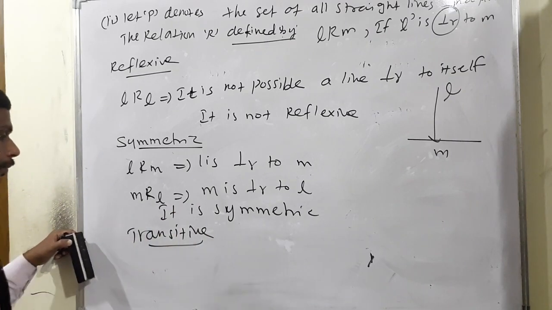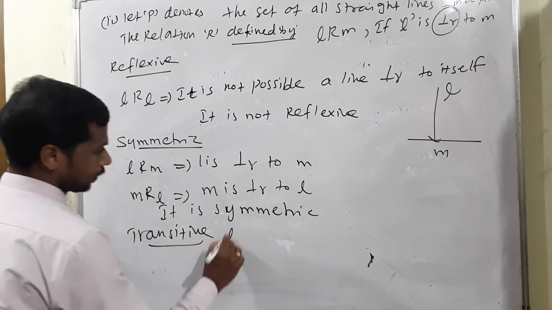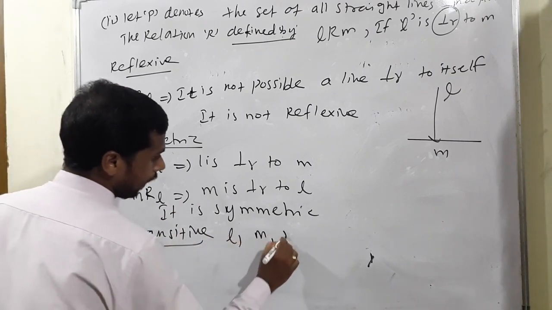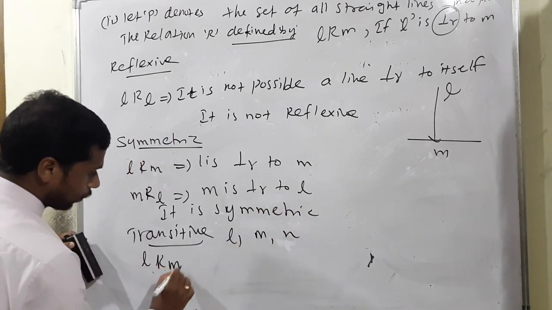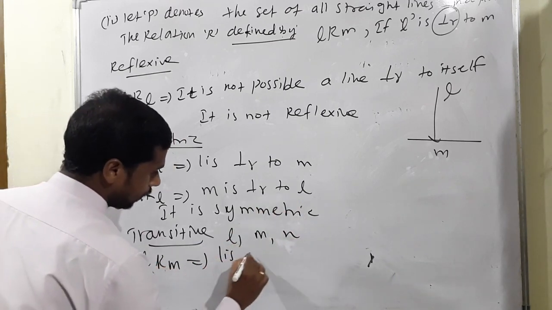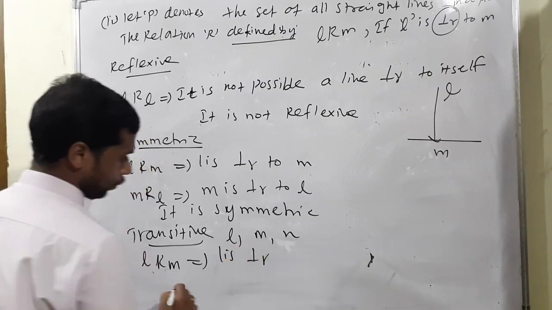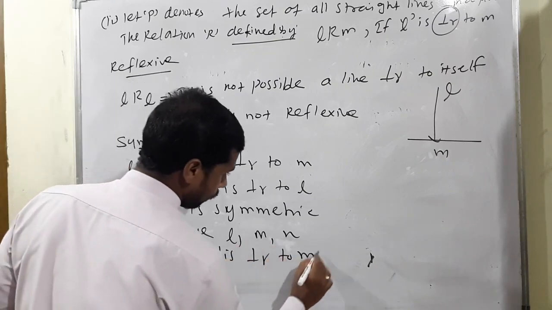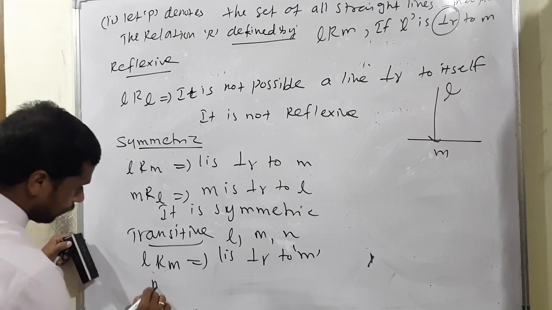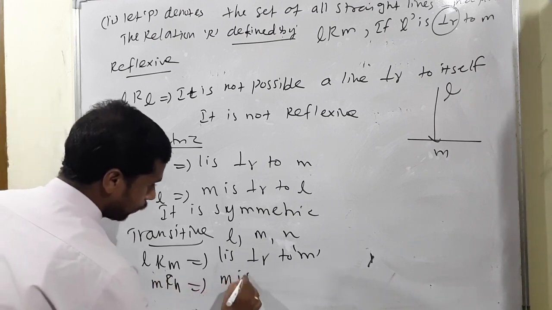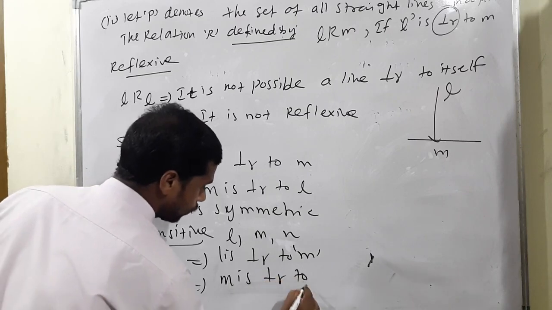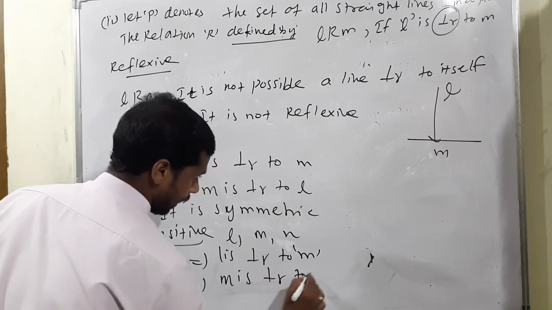So transitive means three times, isn't it? Consider for L, M and N. First, L related to M means we can say L is perpendicular to M. At the same time, M related to N means M is perpendicular to N.